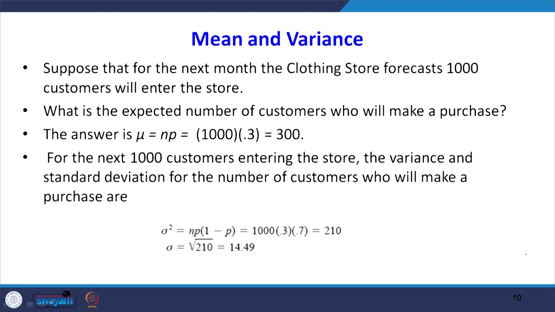For the next 1000 customers entering the store, the variance and standard deviation of the number of customers who will make a purchase can be written using npq. So, n is given, p is given, 1 minus p is 0.7, so the variance is 210. The standard deviation is 14.49.